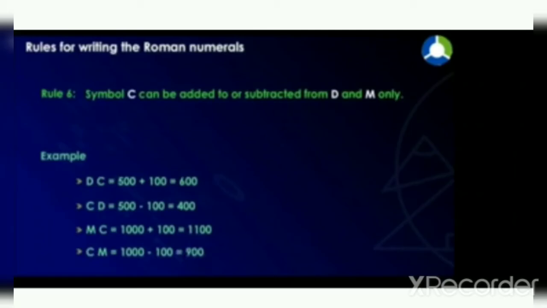Rule number 6. Symbol C can be added to or subtracted from D and M only. We cannot subtract or add I, V and L from D and M. Only symbol C can be added to or subtracted from D and M. Here D stands for 500 and M stands for 1000.